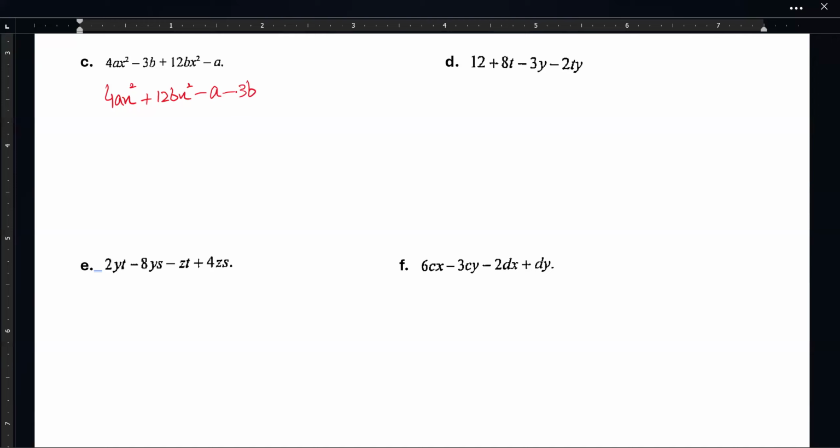Now, if you look at the first two terms, I can see 4 and 12, meaning 4 is common. I can see x squared, yes, x squared is taken as common. What is left? In the first term, it's a, and after the plus sign, it's going to be 3b.